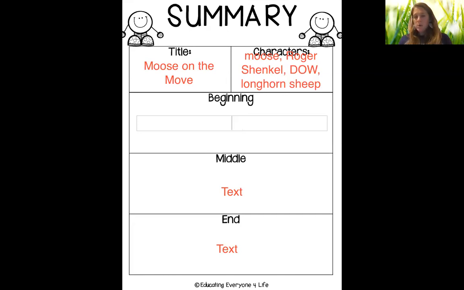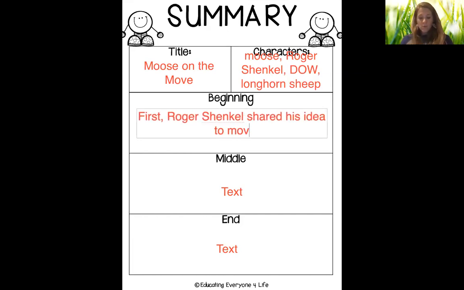So the first part of the story, at the very beginning, we know that Roger Schenkel had this idea to move the moose to Grand Mesa, Colorado, with the District of Wildlife. So I'm going to go ahead and just type that out for you. First, Roger Schenkel shared his idea to move moose to Grand, hold on one second, I'm going to pause this.